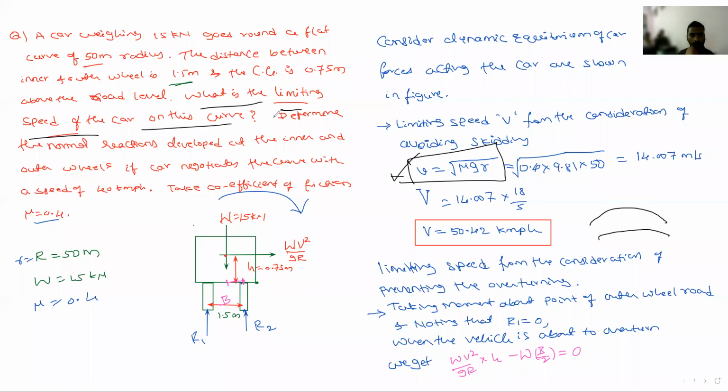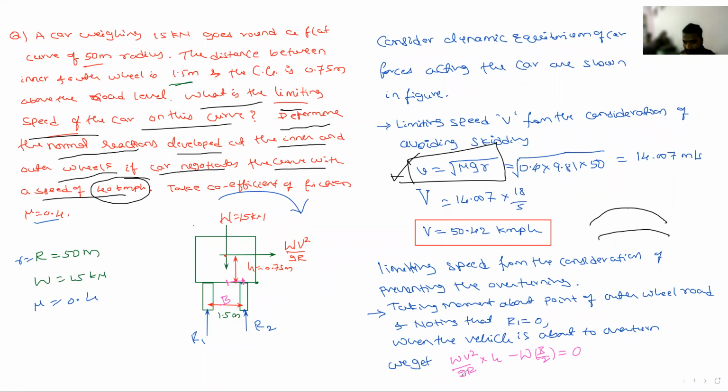So in this problem only, again he is asking. Okay, those who have completed, try. Determine the normal reactions developed at the outer and inner wheels if the car is negotiating the curve with a speed of 40 kmph. In order to be safe, how much is the velocity you are providing? 50.42. Limiting means maximum. Maximum is 50.42. But now assume that a car is moving with 40 kmph and now provide R1 and R2. So how to find this?